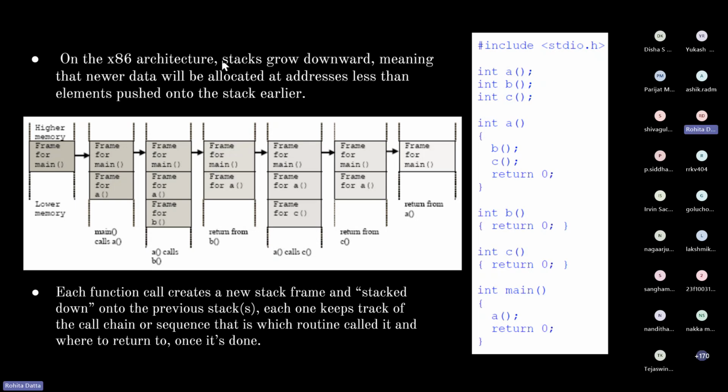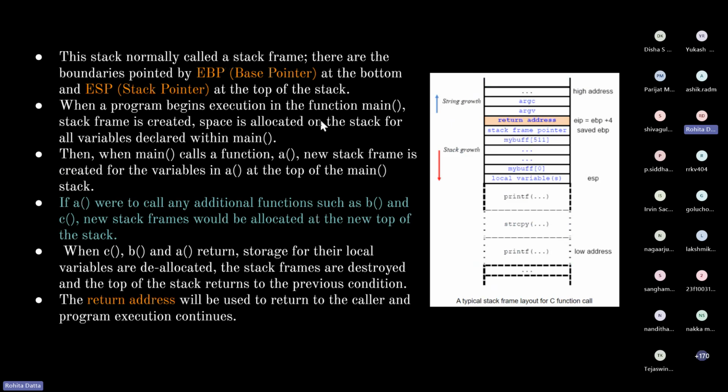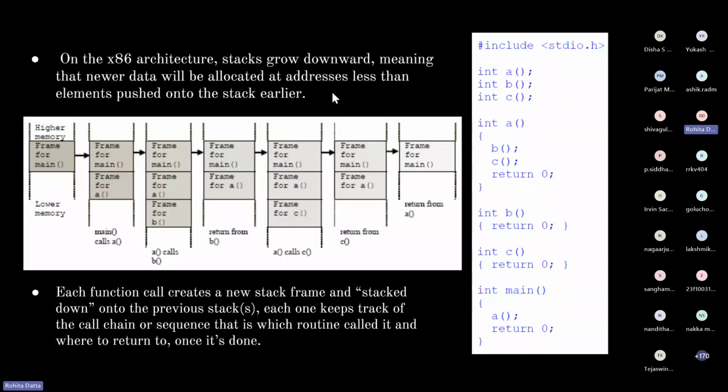Okay, and there's another thing to note that stacks grow downward. So basically, in the example here, the frame for main is at a higher memory address, and then the frame for A and B and C, they are all at lower memory addresses. So you start off at a higher memory address and you grow downwards. You grow towards lower memory addresses.